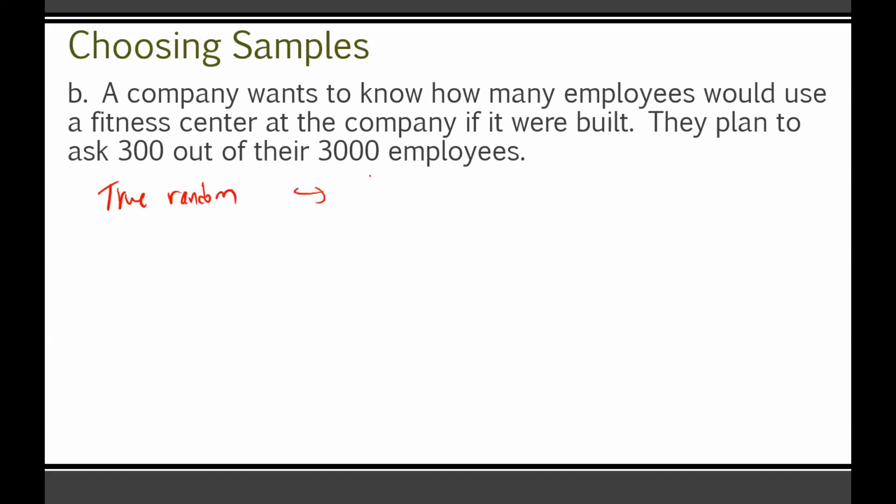If you really wanted to go crazy on this, you could say a stratified sample. I don't know how you would stratify this. You maybe could stratify it by the age of the employees. I think if that were the case, you'd probably find certain age groups are more likely to use the fitness center than others, but maybe not. A systematic sample could also work. Where you ask, if it's 300 out of 3,000 employees, you'd ask like every 10th person on your list. That would work as well. Either way, basically any of the random samples is probably the way to go on this one.